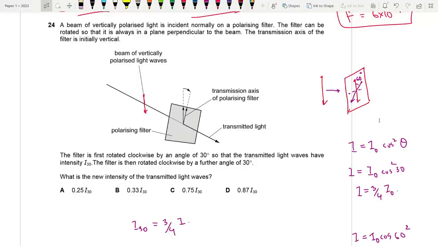Let's try to read it again. The filter is first rotated clockwise by an angle of 30 degrees so that the transmitted light waves have intensity I30. Then it is rotated clockwise by a further angle of 30 degrees. What is the new intensity of the transmitted light waves?